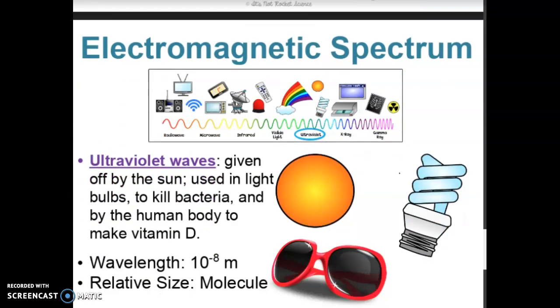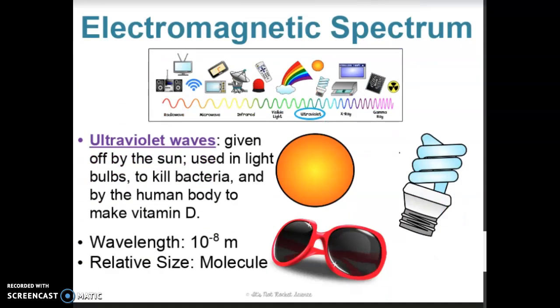The next one we're going to talk about is ultraviolet waves. So these are dangerous to the human body. They're not terrible though. They actually keep us healthy. Like, they help us produce vitamin D. They can kill bacteria. It's used by light bulbs. But if we are exposed to them too often, it can cause skin cancer.